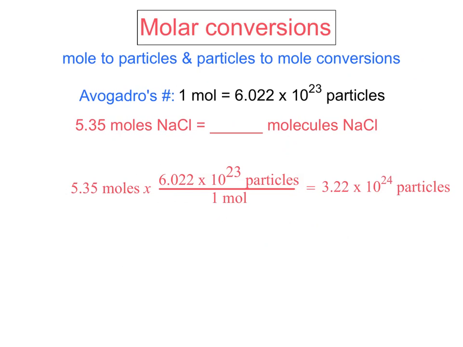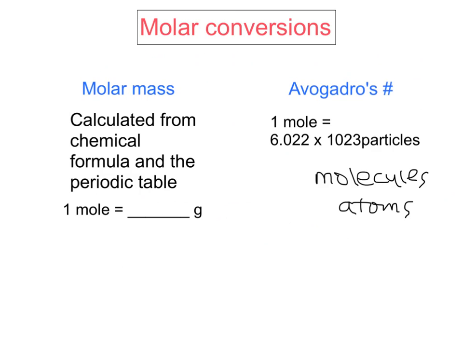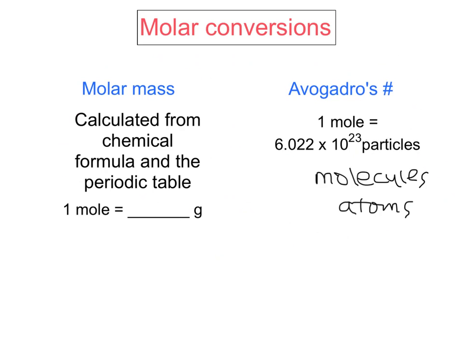Go ahead and do the practice problems in your worksheet. And in the next example, I'm going to go over how to go all the way from grams to particles. So this time, let's look at what we need in order to go all the way from grams to particles. Since we're going from grams and want to go to particles, this time you don't need just the molar mass or Avogadro's number. You need to have both of them. Okay? So you will have to calculate the molar mass every time you go from grams to particles.